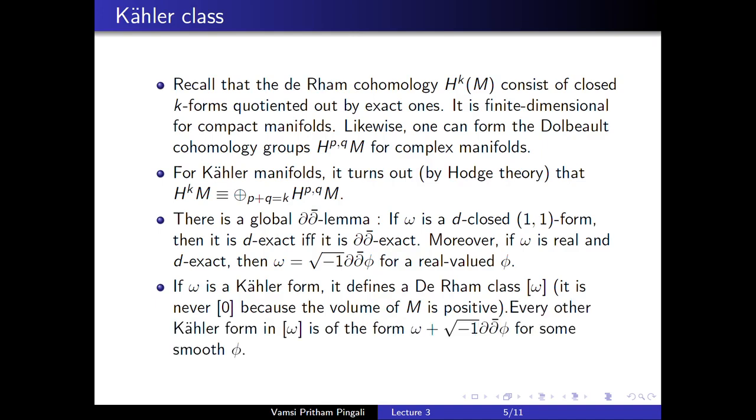Okay. Another very important observation is, if you take any other Kähler form in this cohomology class, let's call it omega prime for instance, then omega prime minus omega is d-exact, it's d-closed, it's a real (1,1) form. So the global del del bar lemma says that omega prime is omega plus square root of minus 1 times del del bar phi for some smooth real valued function phi. So every Kähler form in this Kähler class is given by omega plus square root of minus 1 times del del bar phi.